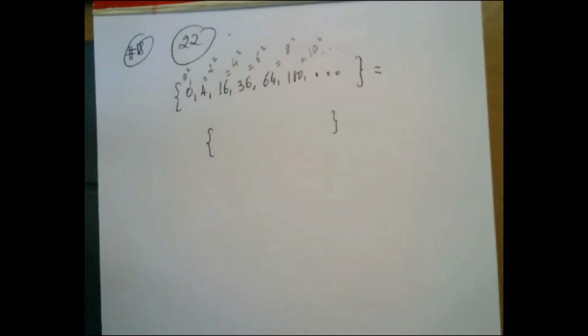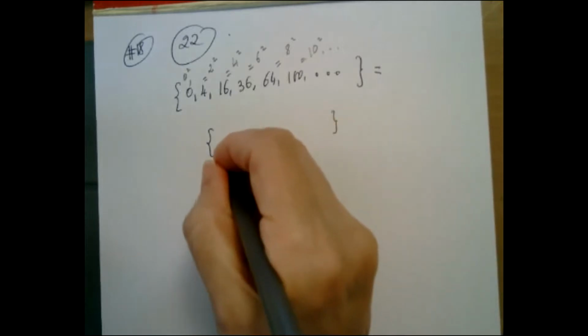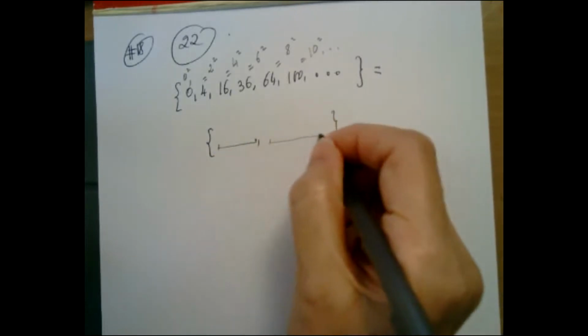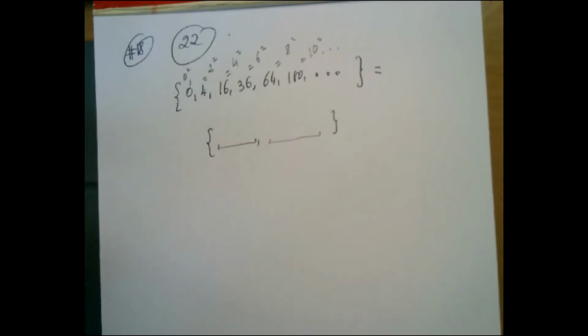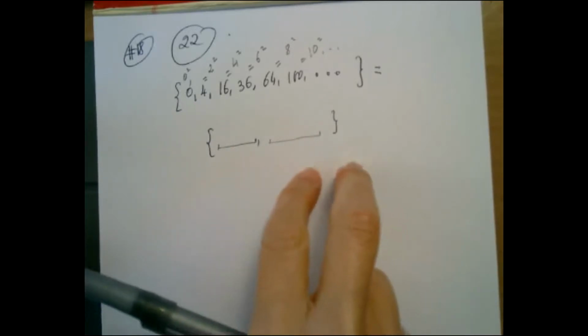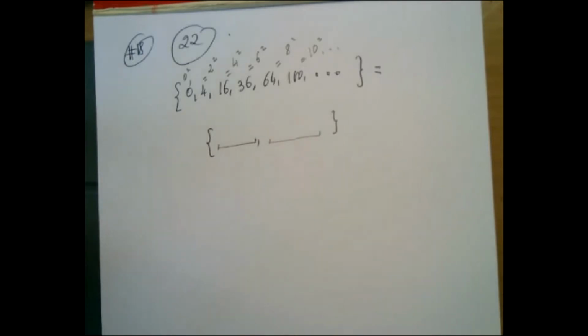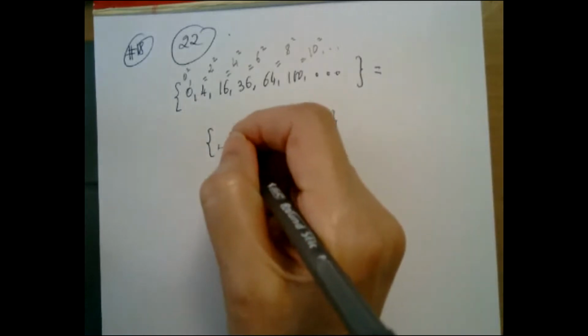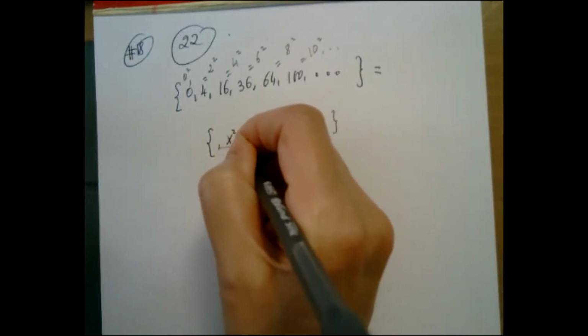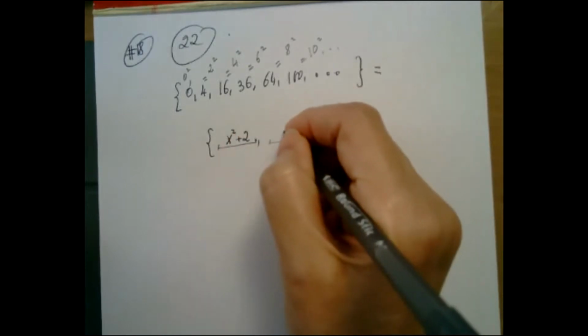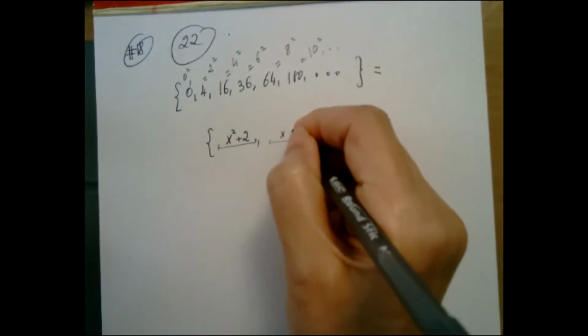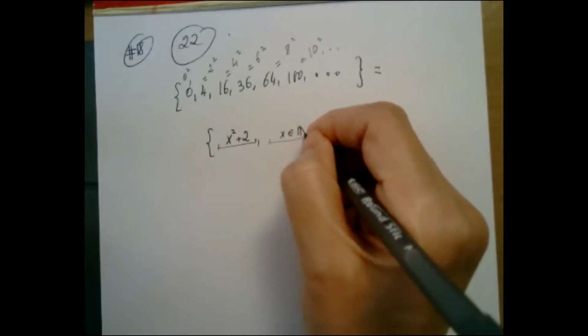Okay, so how can we write this in set builder notation? You can either write first the form of the expression and then the restriction on your variable, or you can write the domain and then the conditions that you want the element to satisfy. Do you have any idea? I had it as x squared plus 2 such that x is an element of N.